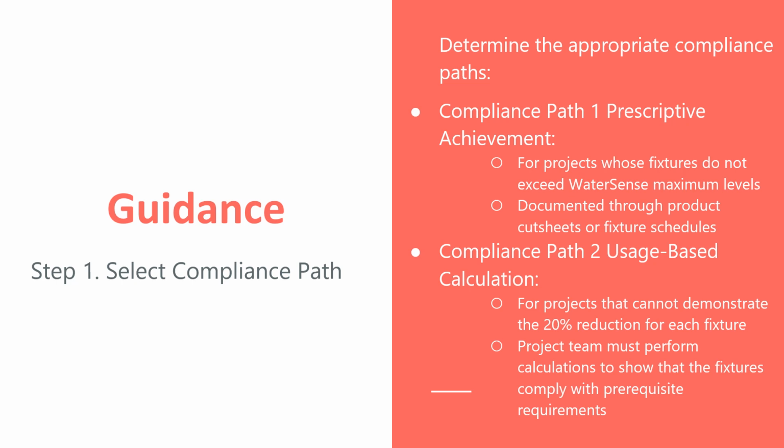Step 1 requires you to determine and select the appropriate compliance path. Compliance path 1 is a prescriptive achievement for projects that don't have fixtures exceeding WaterSense maximum levels. Documentation is done using cut sheets or fixture schedules. Compliance path 2 requires a usage-based calculation, which is for projects that can't demonstrate 20% reduction for every fixture. The project team must show the fixtures comply with the prereq requirements with calculations.